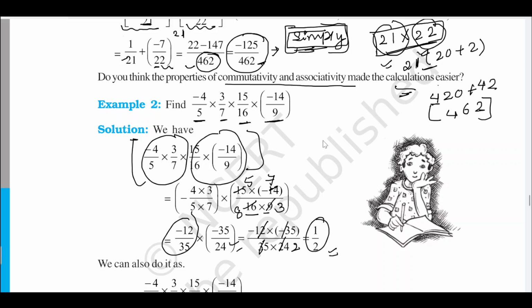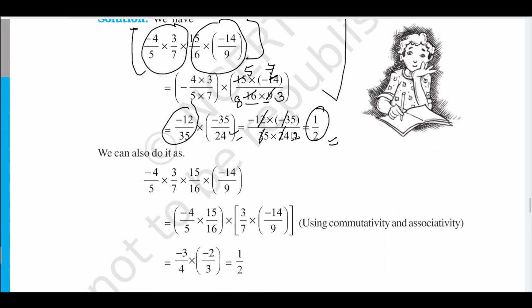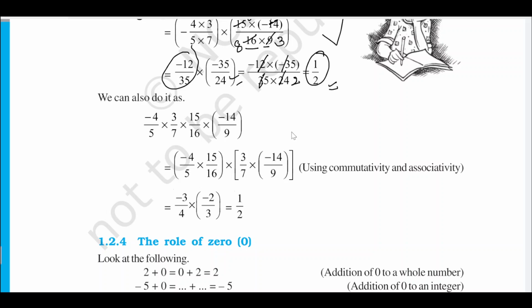So we have not changed the position here, but we know that multiplication follows the commutative property for rational numbers, so we can change the position of these numbers. If these are A, B, C and D, we can change their order using the commutative property.